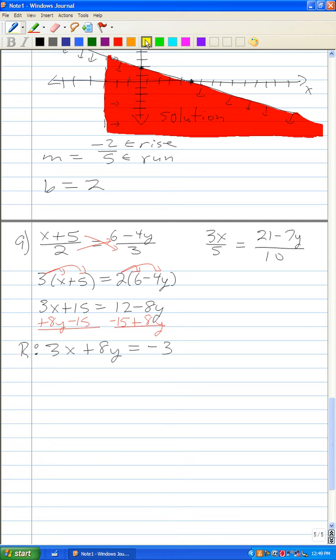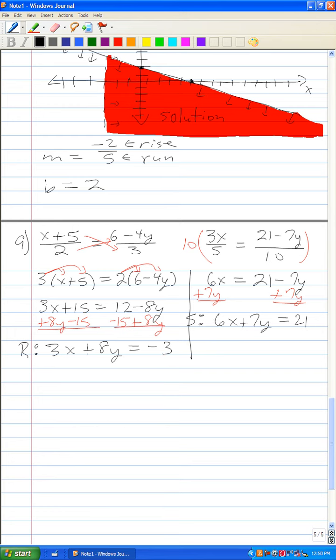Let me multiply both sides of my equation by 10. 10 divided by 5 is 2 times 3x is 6x. 10's cancel. Add 7y to both sides of your equation. So I get 6x + 7y = 21. So let's call that second equation S.